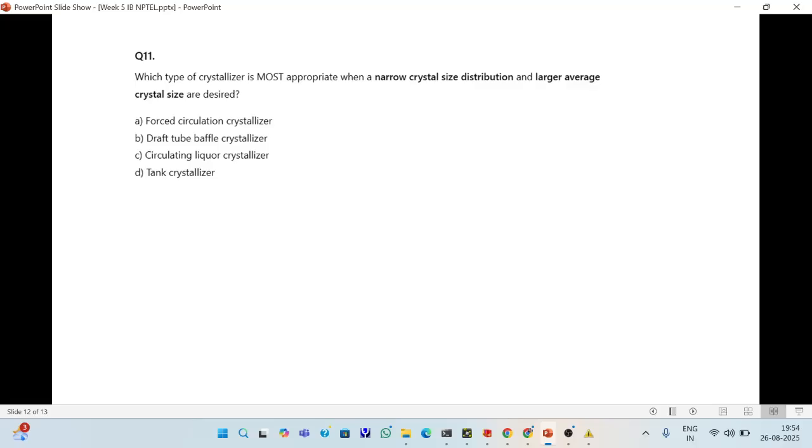Which type of crystallizer is most appropriate when a narrow crystal size distribution and larger average crystal size are desired? Forced circulation crystallizer, draft tube baffle crystallizer, circulating liquor crystallizer, tank crystallizer.